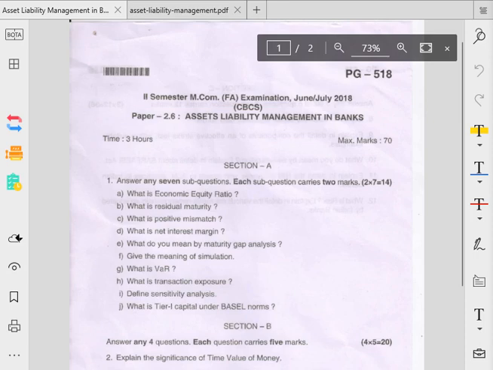Newer techniques involving asset liability durations and value at risk have largely replaced maturity gap analysis. Next one, give the meaning of simulation. Simulation in asset liability management is a technique of using operating account balances to test various pricing models and run off scenarios.